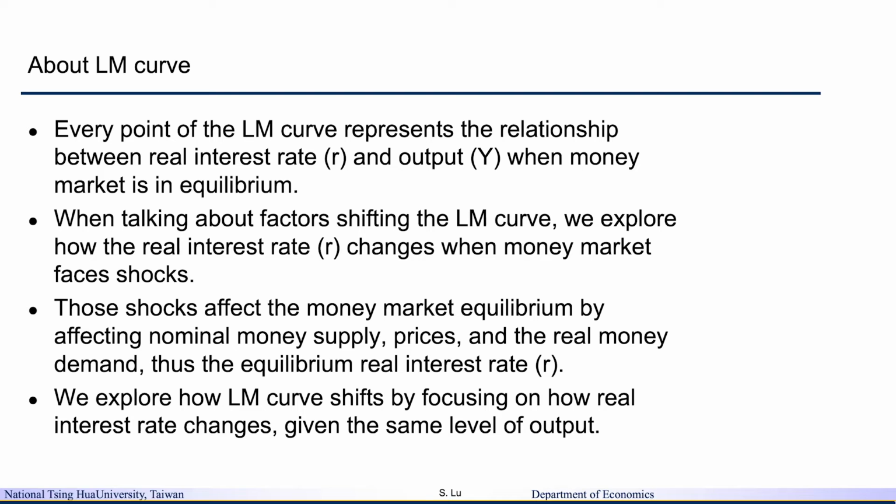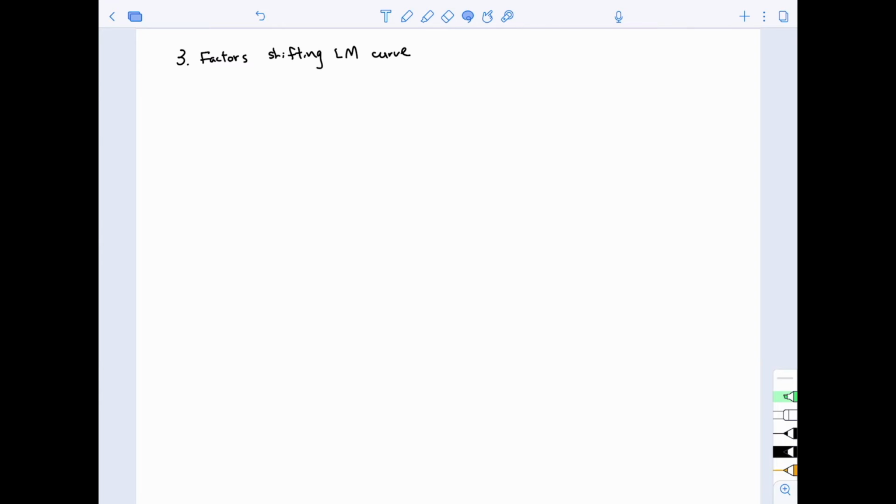So now again I want to illustrate this point using graphs. To identify the factors affecting the shifting of the LM curve, we want to focus on shocks of these types: changes in the nominal money supply, changes in the price, and changes in the real money demand, and then see how each affects the shifting of the LM curve. To begin with, we want to look at the impact of changes in the nominal money supply on the shifting of the LM curve.